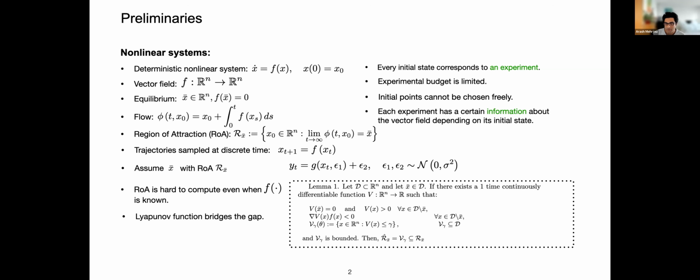Given this condition and also the positivity of the Lyapunov function, there exist sub-level sets of the Lyapunov function which are contained within the region of attraction. This means that if you find a good Lyapunov function, then this sub-level set can be a good approximation of the region of attraction.